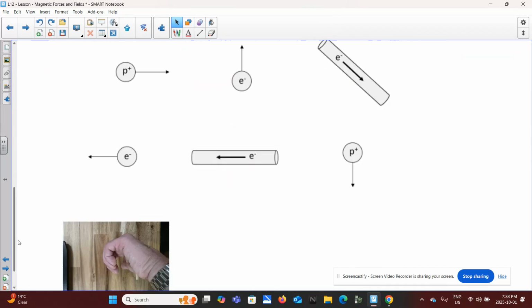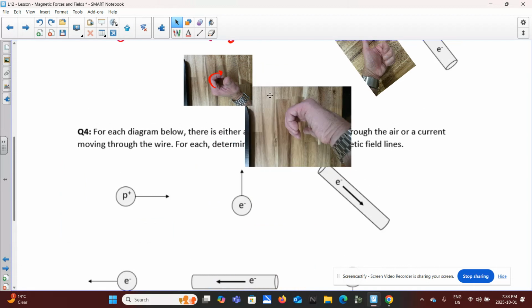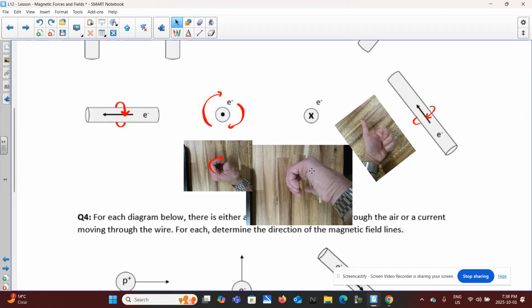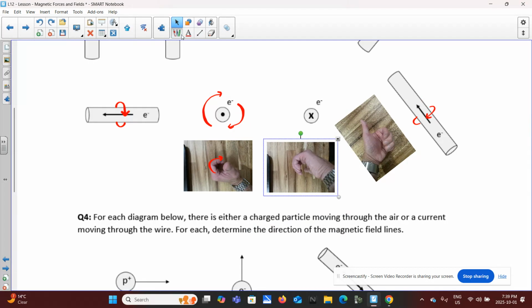When I look at the X, here is my X. And my fingers are now looping around this way. So they're going to loop around like that.